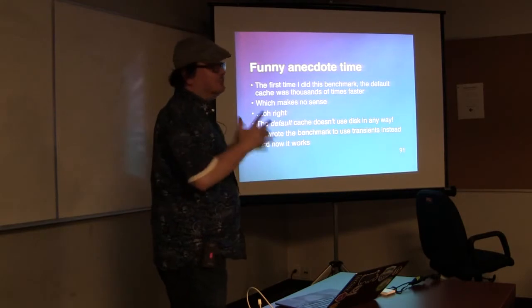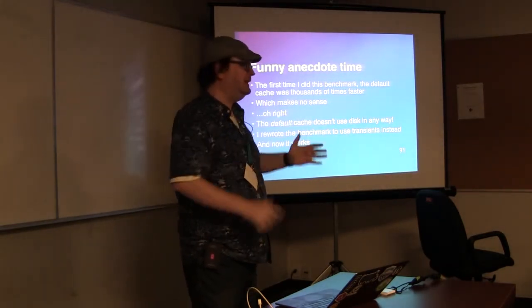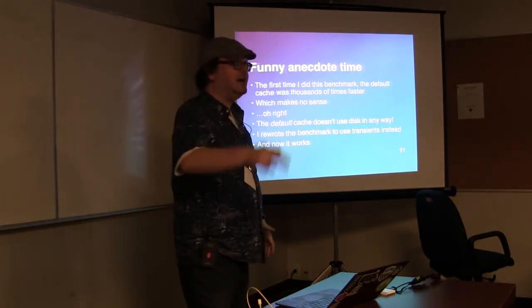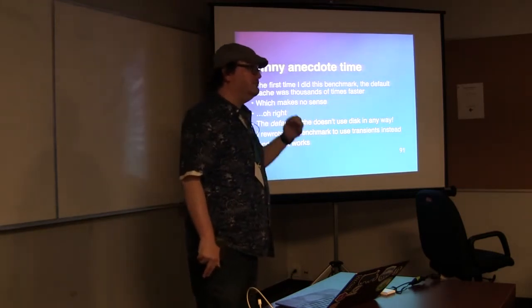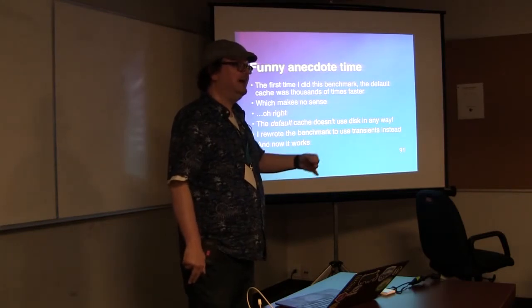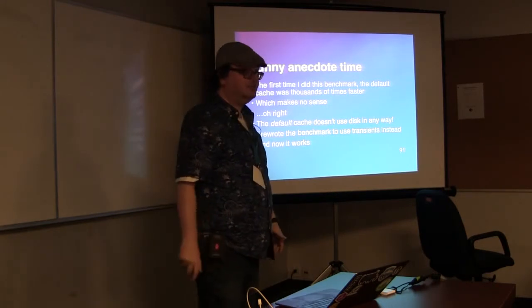And in fact, one thing I forgot, so that you can learn from my pain. The first time I did this, the default stock WordPress was 1,000 times faster than Redis, which made no sense. And then I remembered that I was using the default cache, which is just an array that goes away. And that's why it was thousands of times faster, and that's why I had to use transients.